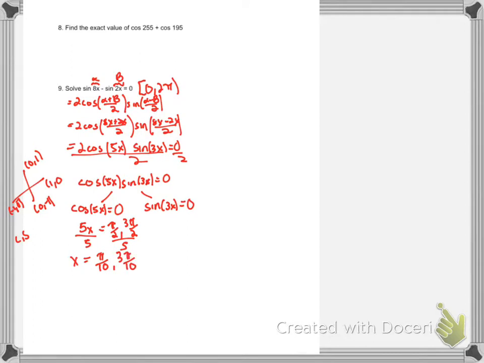Over here we look for where sine is 0. Sine is 0 at 3x equals 0 or pi. Divide each side by 3, and we get x equals 0 or pi over 3. So these will be our solutions.